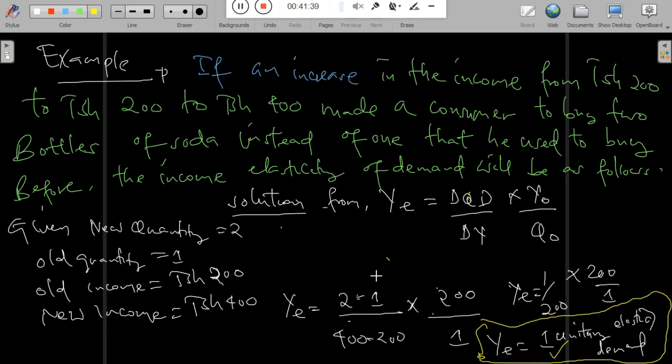So the income elasticity is 1, that represents the unitary elastic demand of a particular commodity. So that is how it is. Elasticity of demand equal to 1 represents unitary elastic demand.